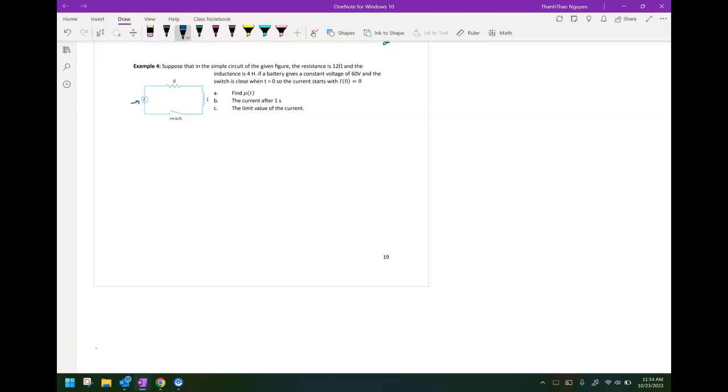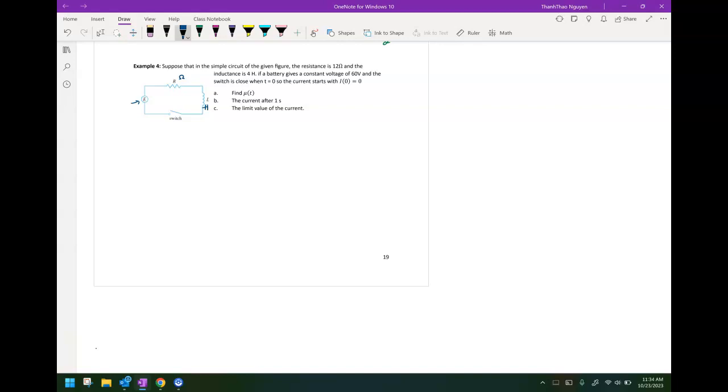It produces a voltage of E volts, the unit volts denoted as V, and a current I in amperes at time t. The circuit also contains a resistor, so this is the resistor, with a resistance of R in ohm units. So this has the unit ohm, and it is denoted by omega. And the inductor with an inductance L of Henry.